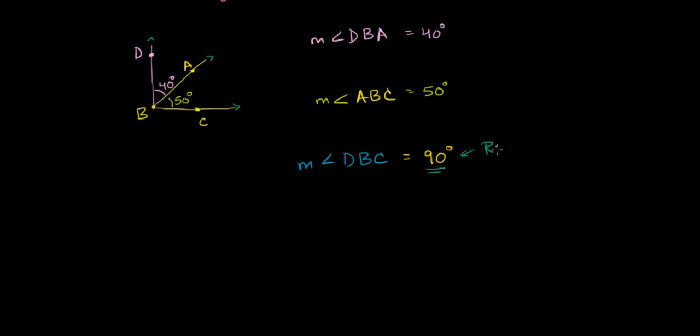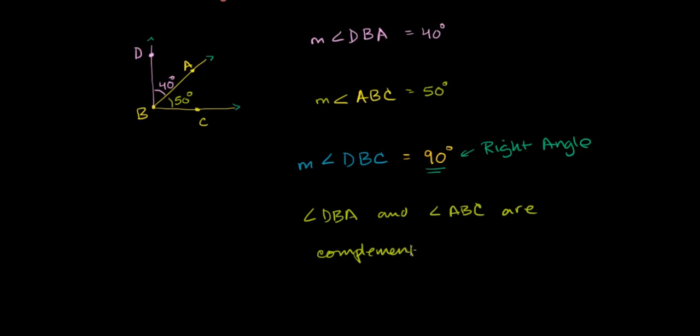This is a right angle. There's also a word for two angles whose measures add up to 90 degrees, and that is complementary. So we can also say that angles DBA and ABC are complementary, and that is because their measures add up to 90 degrees. So the measure of angle DBA plus the measure of angle ABC is equal to 90 degrees. They form a right angle when you add them up.